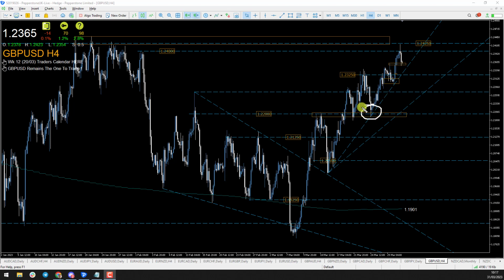Ever since it came into the 1.22 handle, we've been looking for opportunities to get long on sort of minor demand zones. Yesterday was one of those minor demand zones that really came into play, and we've seen it rally into the 1.24 handle now. So I'm looking to see if we get another move back up, potentially into the 1.24.25.